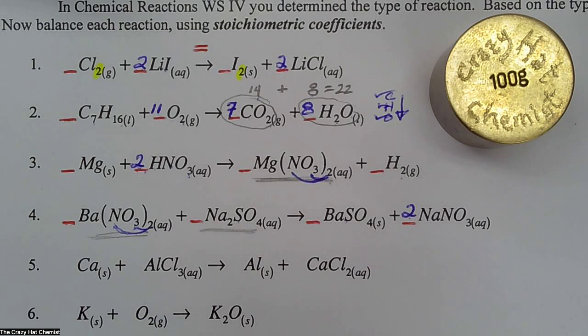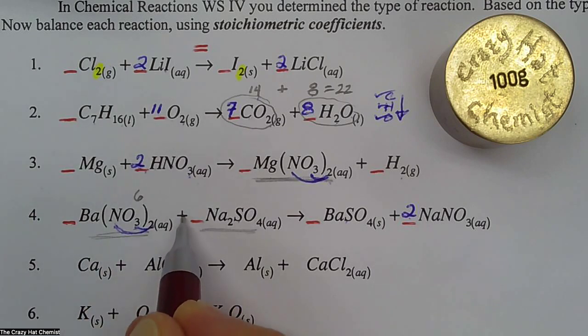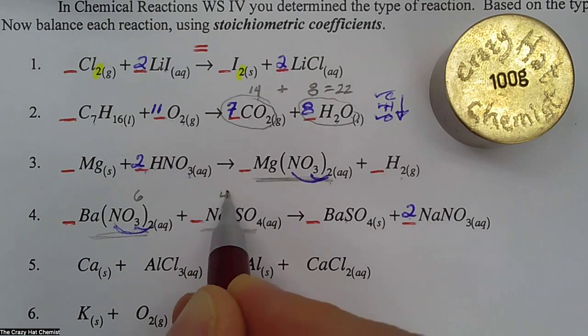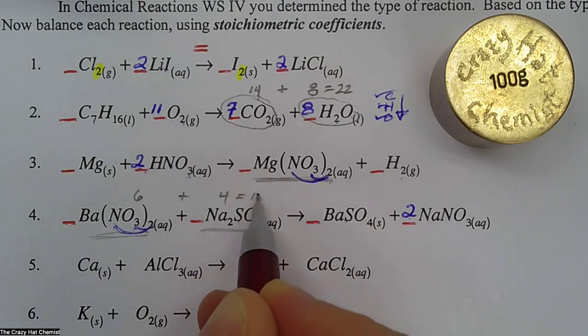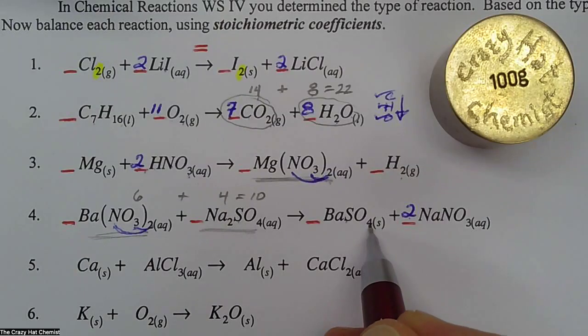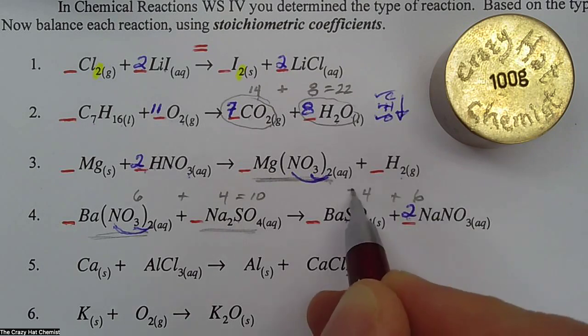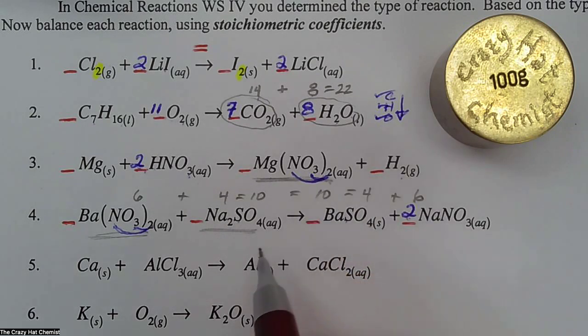Now I need to check the oxygens. So let's just make sure. So 2 times 3, that's 6 oxygens plus the 4 that's right there. That's a total of 10 oxygens on the reactant side. Then on the product side, there's 4 oxygens here, plus 2 times 3, that's 6, that's 10 oxygens. Looks like that balances. We are good to go.